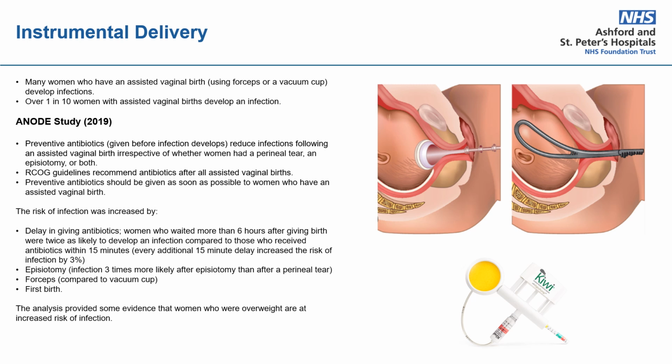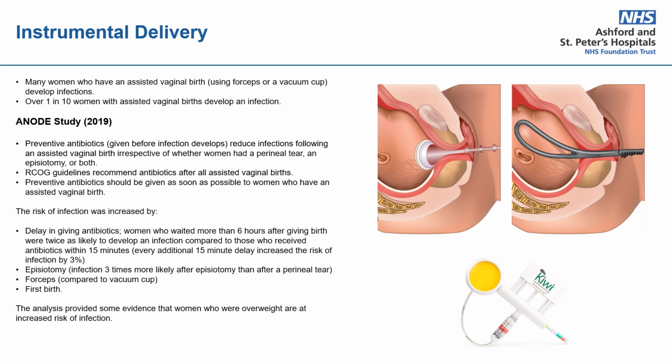The ANODE study included women who received preventative antibiotics, amoxicillin and clavulanic acid, or a dummy drug or placebo, up to 6 hours after an assisted vaginal birth. They found that preventative antibiotics reduced infections compared with placebo among women with assisted vaginal births, whether they had a surgical cut, a tear, or both.